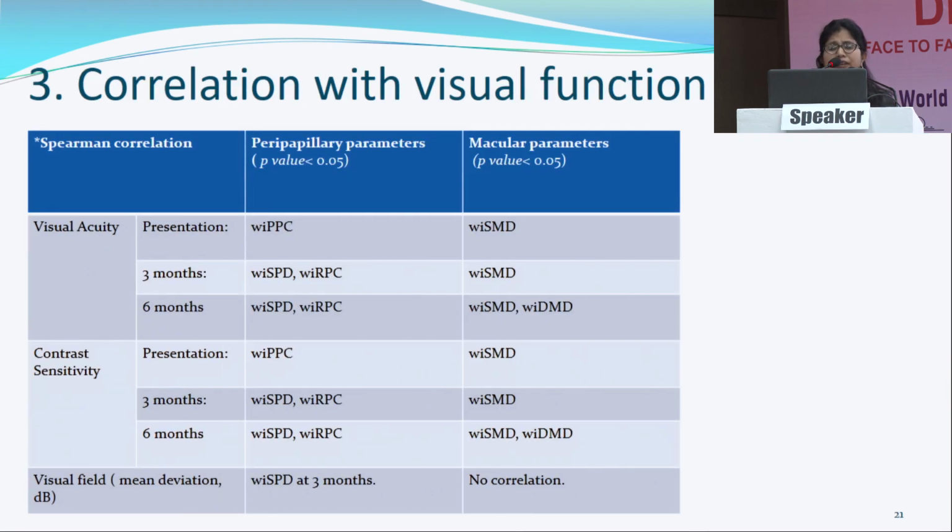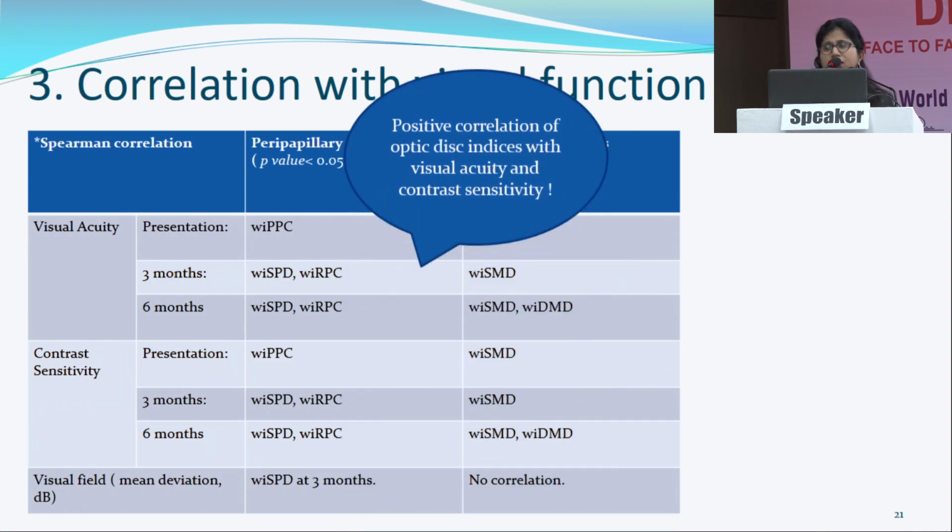We also correlated these parameters with the visual function, particularly visual acuity and contrast, and we found that the disc parameters correlate well with the visual acuity as well as contrast sensitivity.